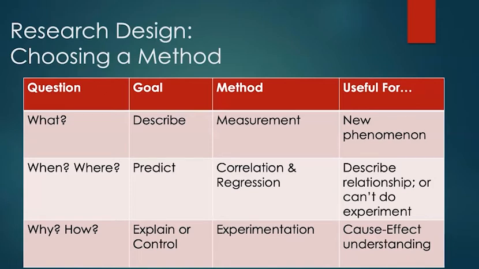Now, ultimately, what we want to do is understand what's going on. And to do that, we need to do an experiment. That is what allows us to demonstrate cause-effect relationships, that one thing is causing a change in another thing. And that's what we would call the gold standard in research. That's what we really are most interested in accomplishing.